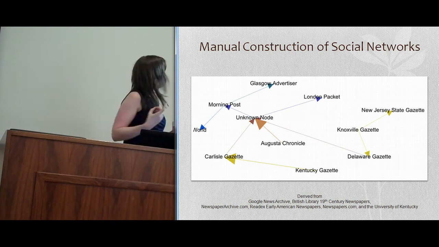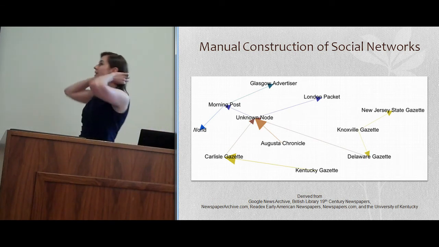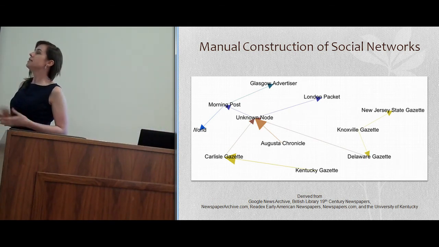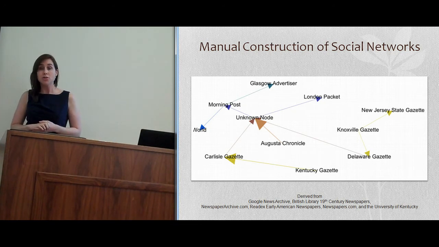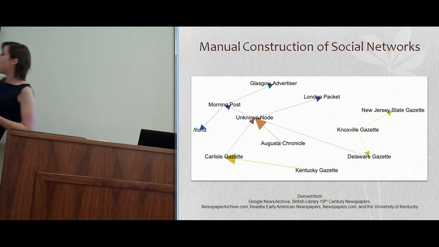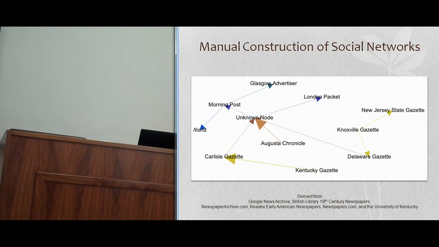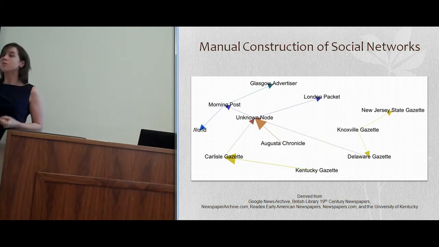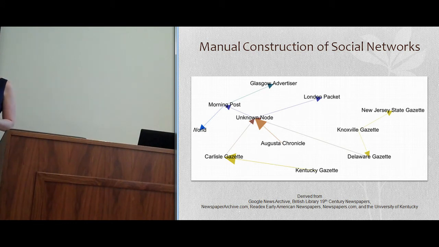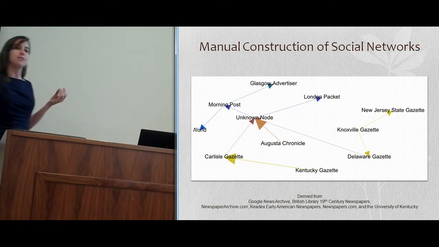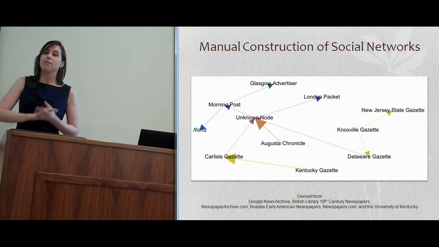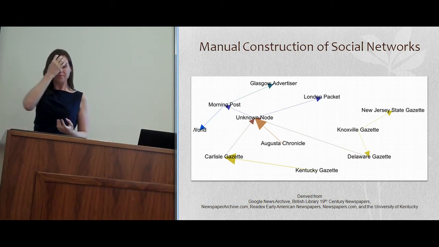Now the important thing to remember here, and I'll try to speak quickly, is that in order to put this together, it took me about 3 hours for one article, and I had to use the Google News Archive, the British Library 19th Century Newspapers, newspaperarchive.com, Readex Early American Newspapers, newspapers.com, the University of Kentucky, and various other catalogs. This was not something that was in one database that I could just pull out.